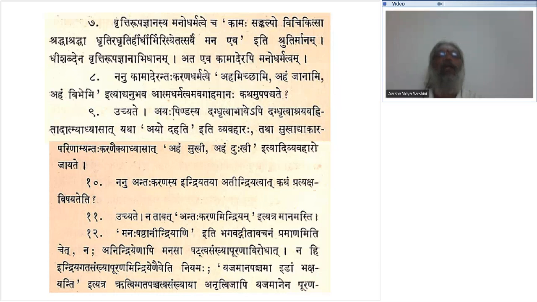Vritti Rupa Jnanasya Manodharmatvecha. Again, how can you say this Vritti Rupa Jnana is a quality of the mind? Because we are defining it as only a Manovritti. The Chaitanyam which is manifesting through the Manovritti alone, we are calling it as Pratyaksha. So how can you say that? For that we are again quoting the Shruti, the Brihadaranyaka Shruti.